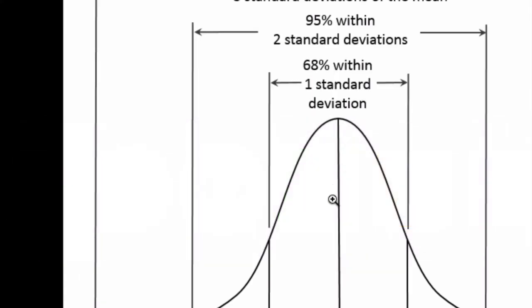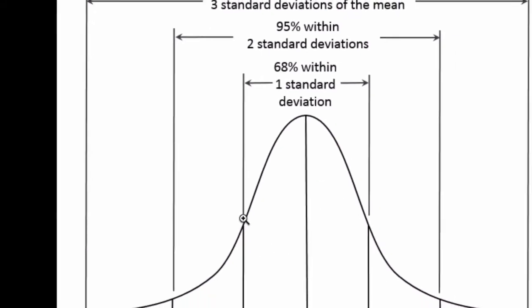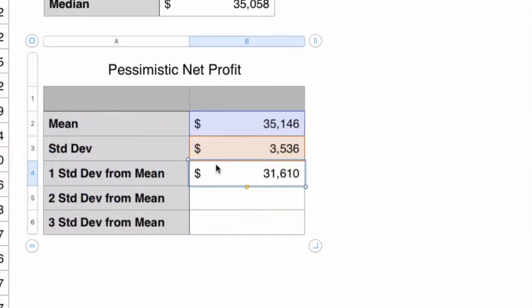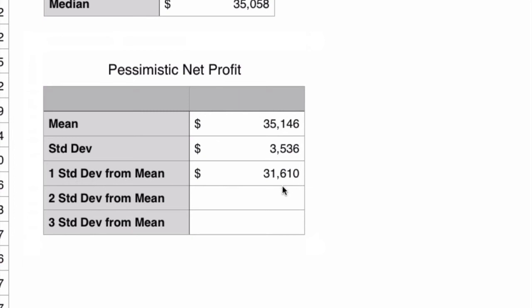$3,536 negative here, and $3,536 positive here. We're again just focusing on the negative side. So the main point here is, one standard deviation away, we're still very positive. We have $31,610 in net profit as our future projected estimate of this system.